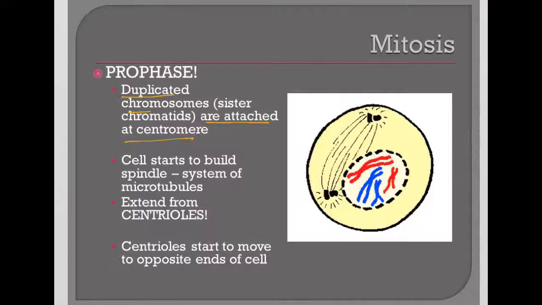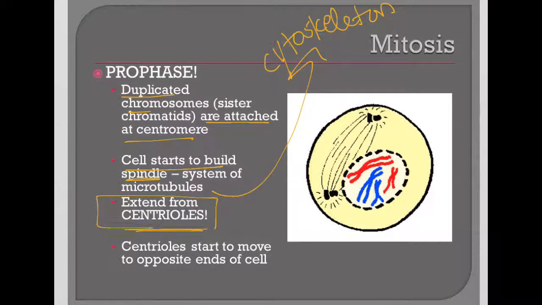The cell starts to build what we call the spindle or spindle fibers. This is basically a system of microtubules. This should remind you of the cytoskeleton. We actually didn't talk much about the cytoskeleton back in organelles, but this is a huge deal about the cytoskeleton. And these extend from the centrioles, again, something that we listed as a structure inside of cells. It is actually only in animals.